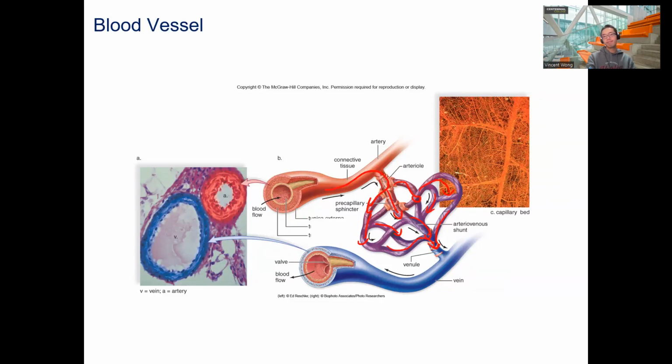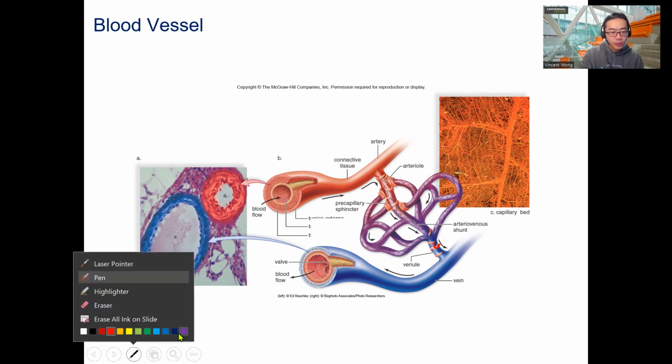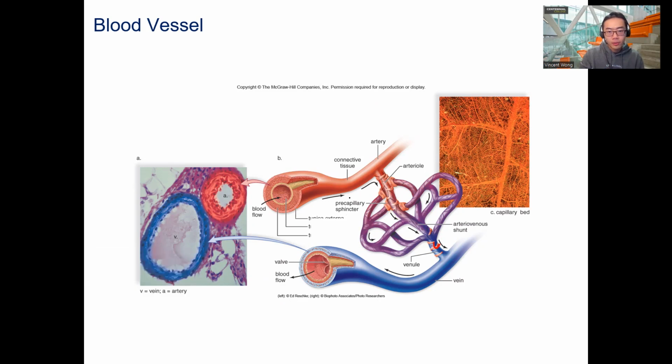But let's say this part of the body is the muscle, and we're just sitting on the couch watching TV. We don't need as much blood going through it. So what happens is there are these little valves or sphincters. Sphincter is just another word for valves. They might close them off. So let me choose another color here. Okay, so you can close off this sphincter, close off this sphincter, close it off.